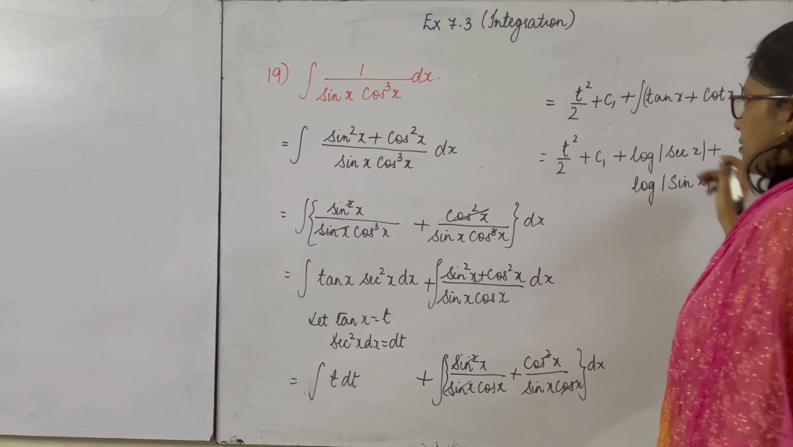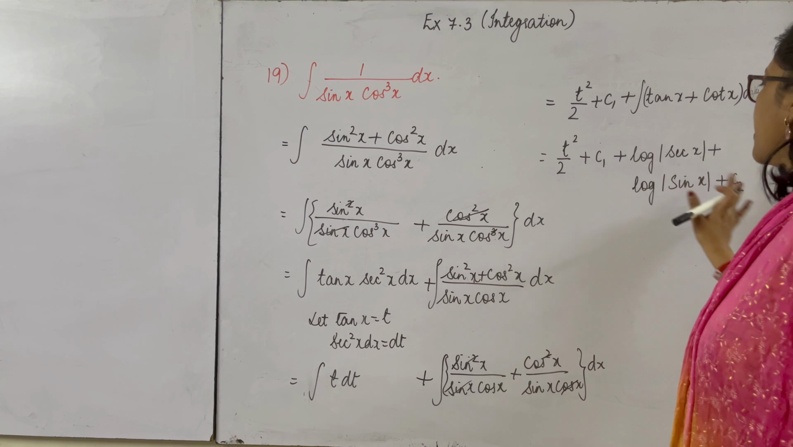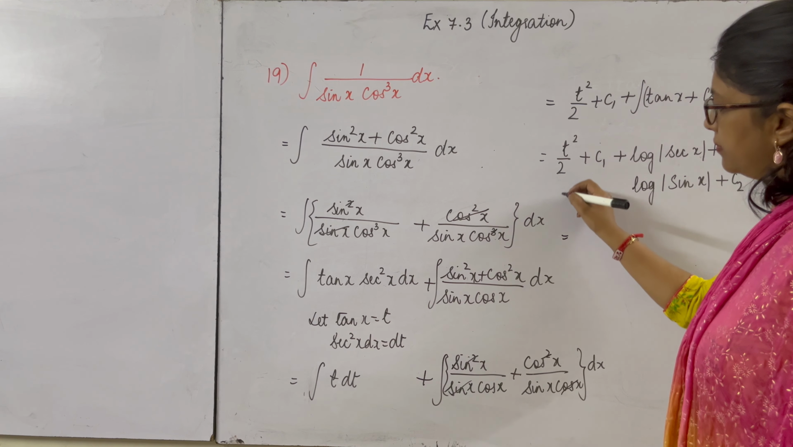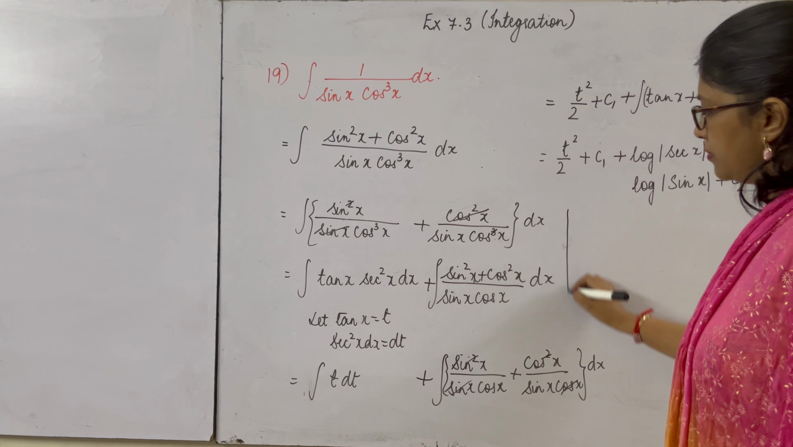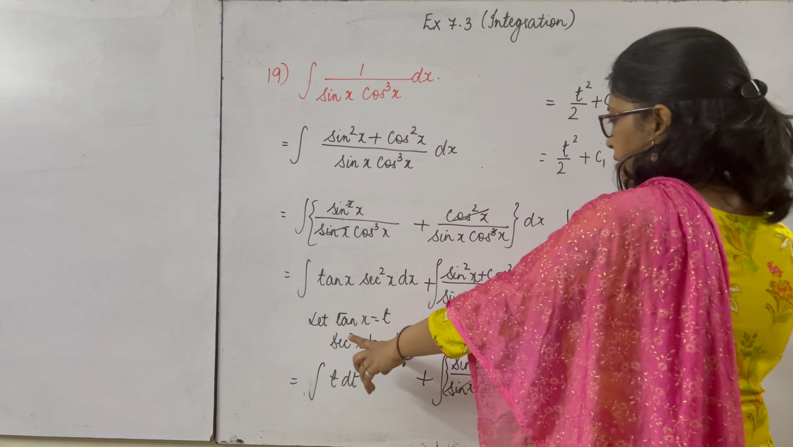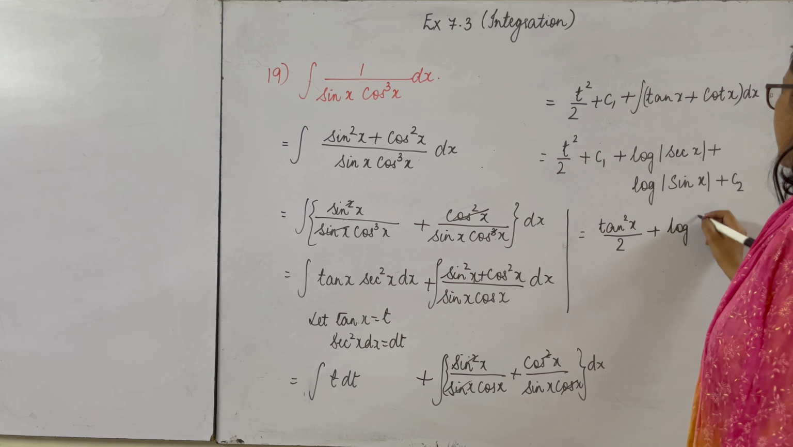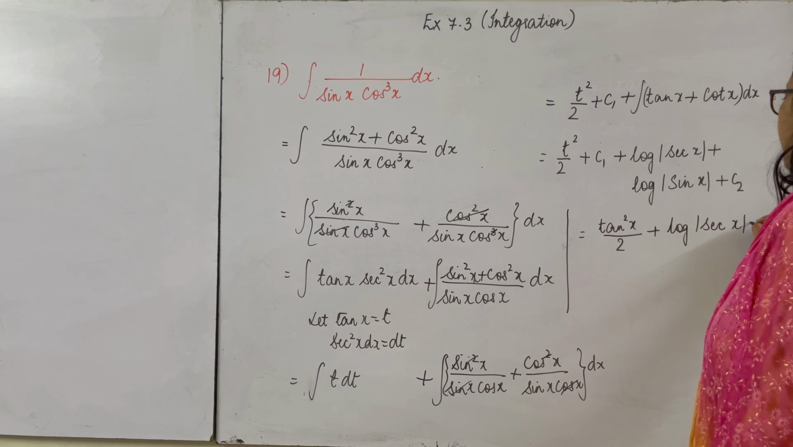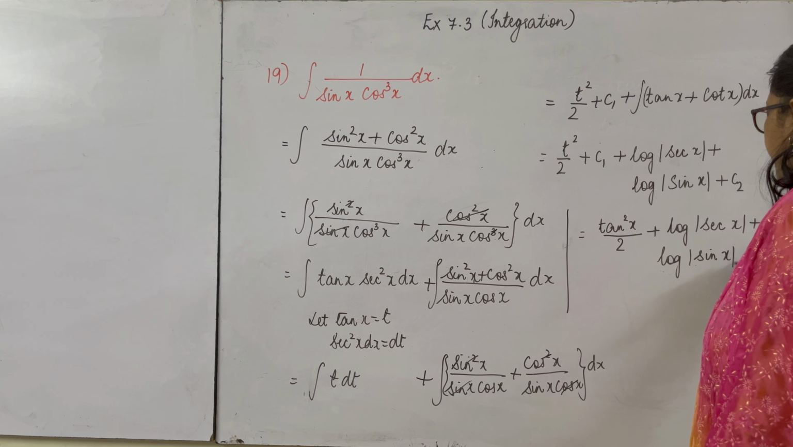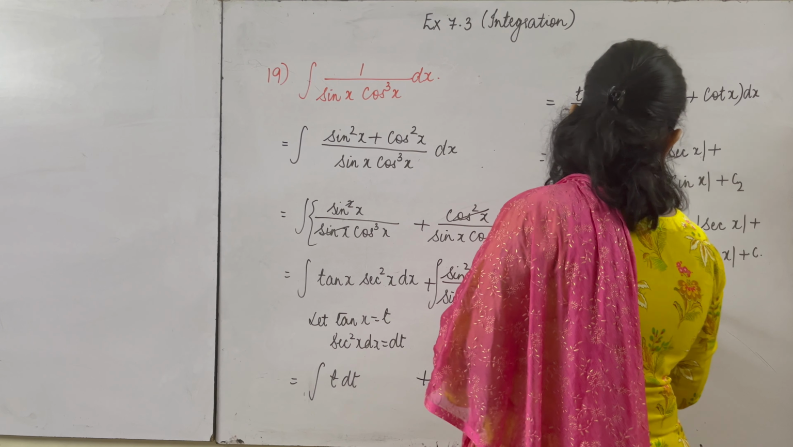And because it is another separate integration, we will call it C2, and then we will combine both of these. Put the t value back. That substitution was tan x. So that is our integration now.